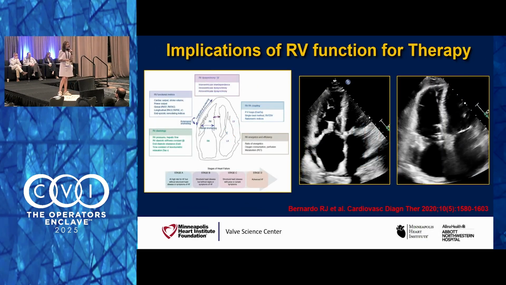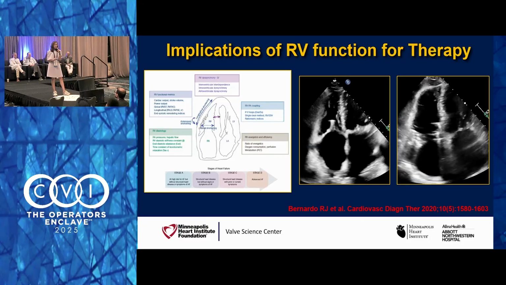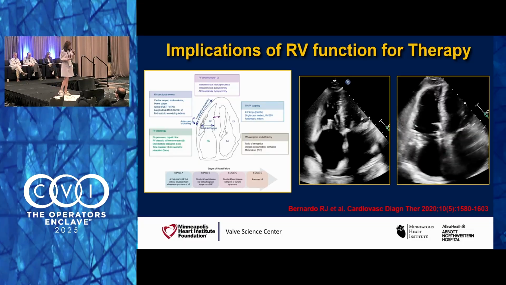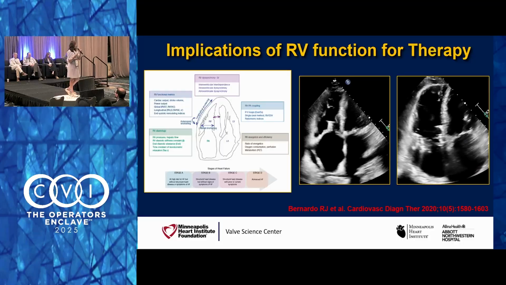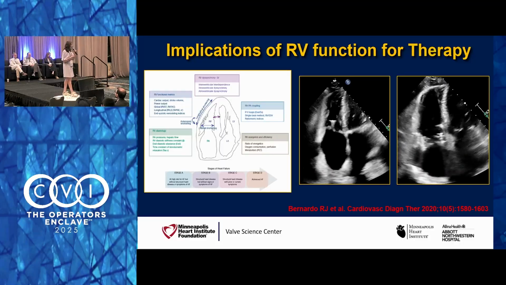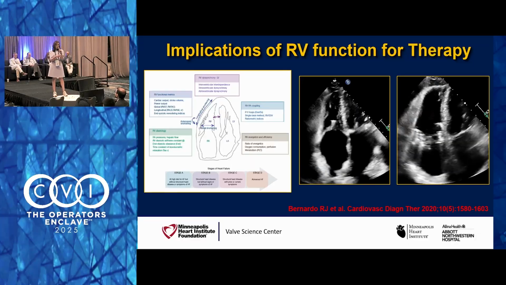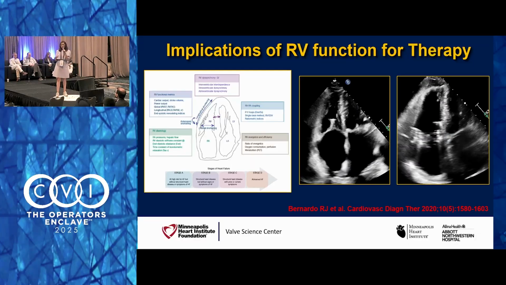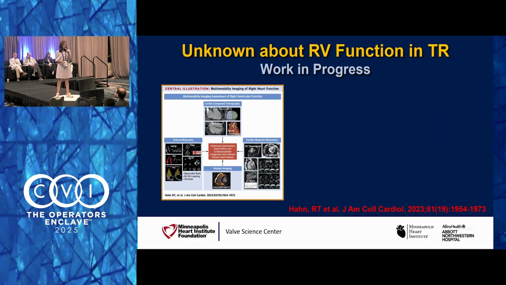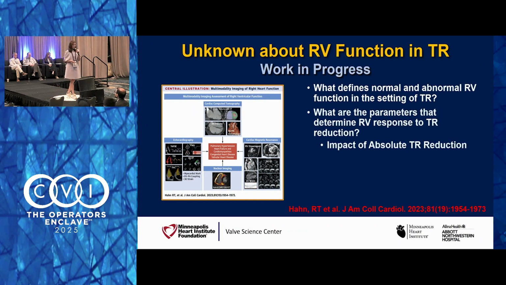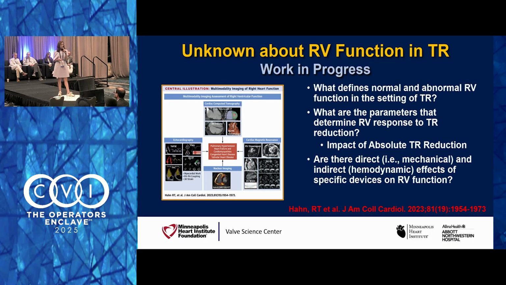And so our understanding of RV function for therapy at baseline is crucial. As imagers, when we screen these patients for TR, we need to look at the RV. It does make an impact, looking at the TriClip and the replacement technology. We need to do better as imagers. How? Certainly it is work in progress. There's a lot for us to do. What is the definition? What are the parameters? In terms of absolute TR reduction, what is the impact in terms of direct mechanical or indirect hemodynamic effects of these devices on RV function?